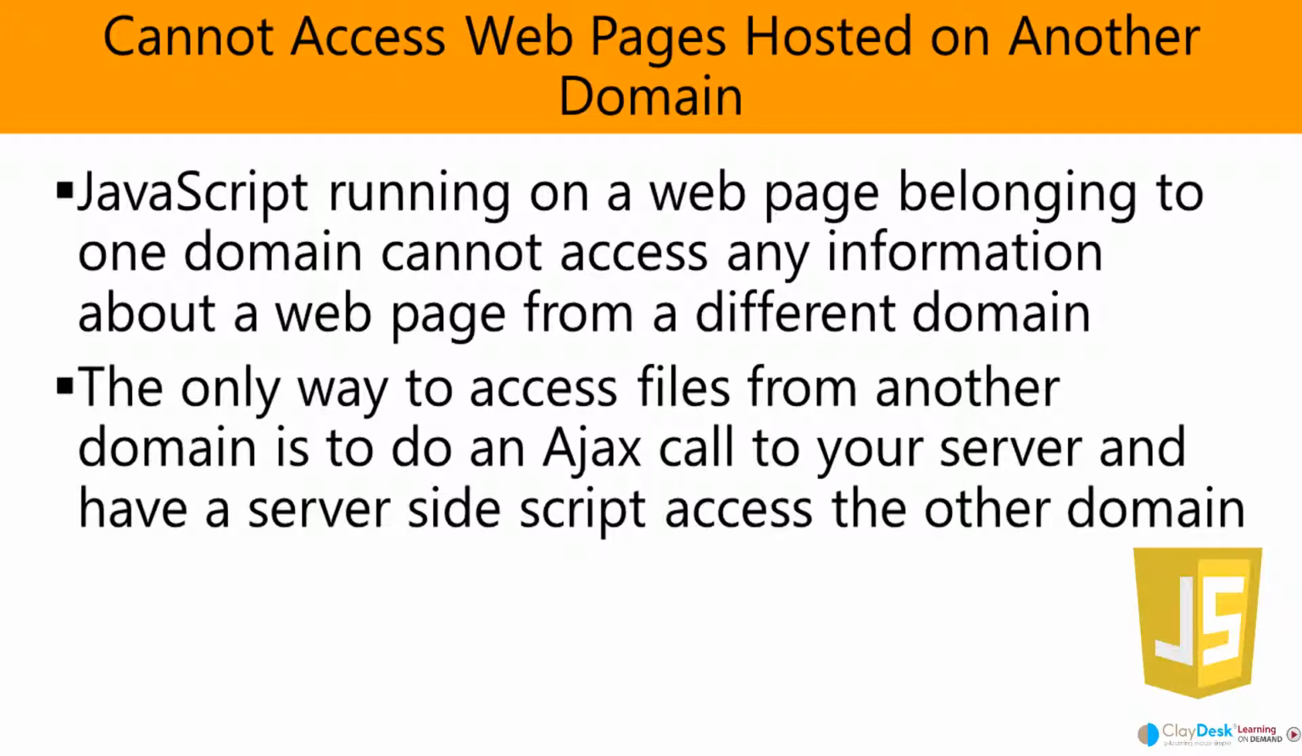The private information about you that may be known to owners of one domain is not shared with other domains whose web pages you may have open concurrently, right? So at the same time, if you have 2 domains open, it's not going to share anything. So it cannot access web pages hosted on another domain. Now, how do you do it? The workaround, the only way to access files from another domain, is simply to do an Ajax call to your server and have a server-side script access the other domain, right? So that's the only way you can do so.